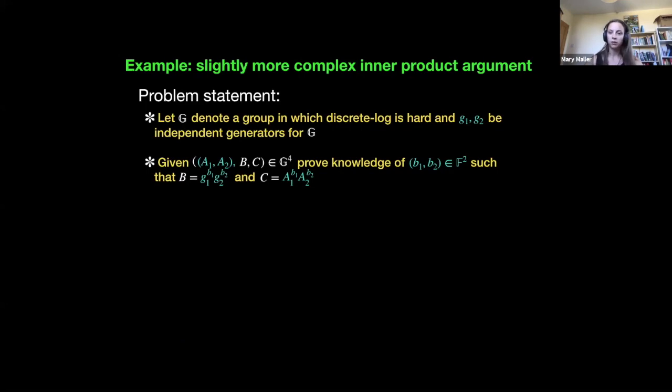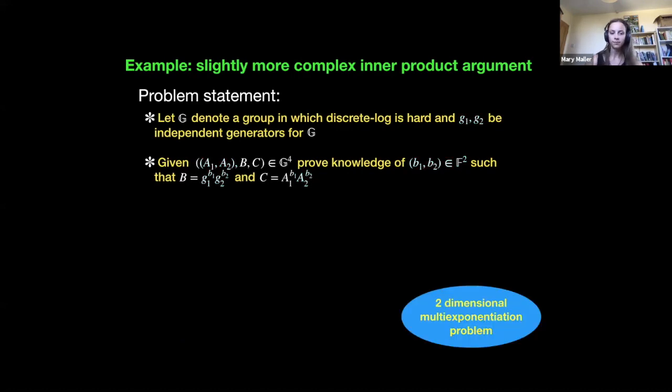And you're going to be trying to prove knowledge of 2 field elements, b1 and b2, such that B is equal to G1 to the b1 times G2 to the b2, and C is equal to A1 to the b1 times A2 to the b2. It's our 2-dimensional problem.